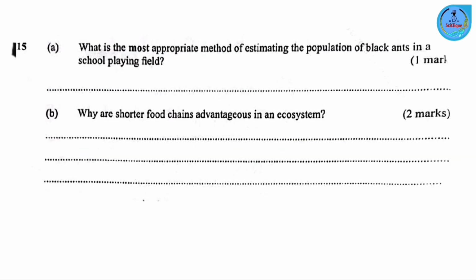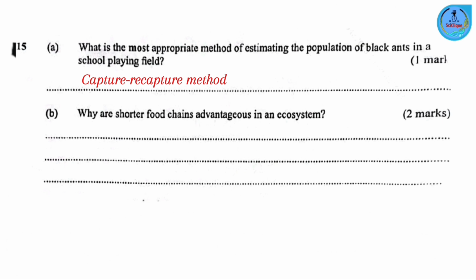Question number 15. Part A. What is the most appropriate method of estimating the population of black ants in a school playing field? Now for this, you can use capture-recapture method. Part B. Why are shorter food chains advantageous in an ecosystem?